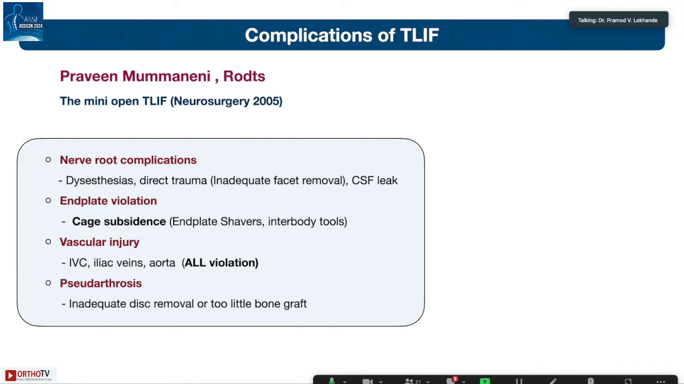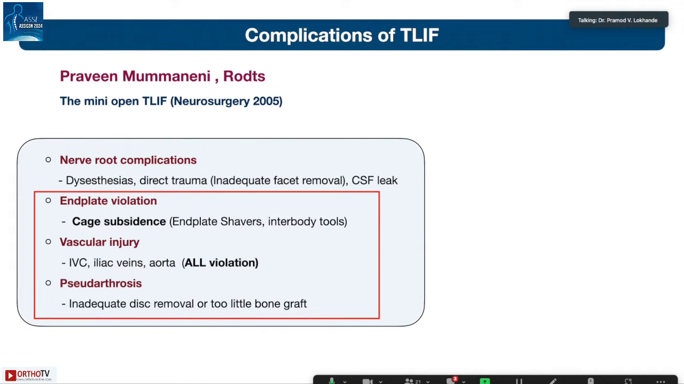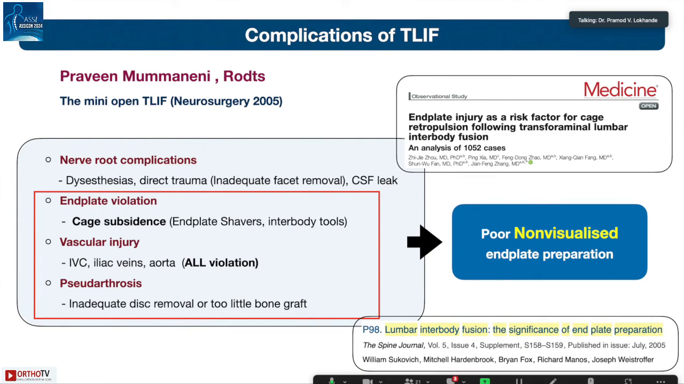The second one is end plate violation because of damage to the end plate by the end plate shavers or other interbody tools. Vascular injury here, especially when there is a rupture of the anterior longitudinal ligament, we can injure the great vessels. And lastly, pseudoarthrosis, either because of inadequate disc removal and disc preparation or too little bone graft. If you neglect the first complication and look at the other three, all these three complications can be attributed to poor non-visualized end plate preparation.